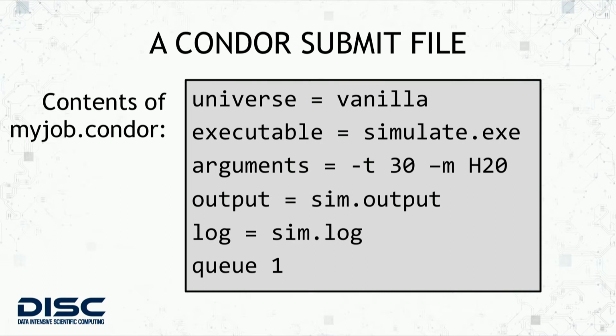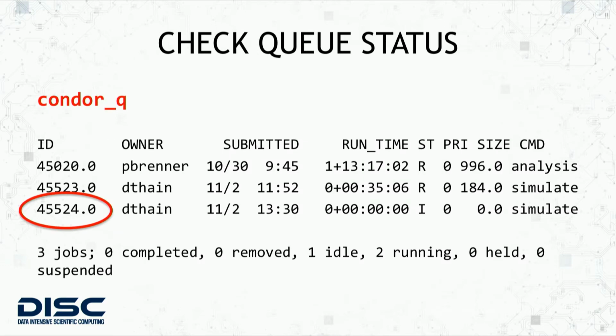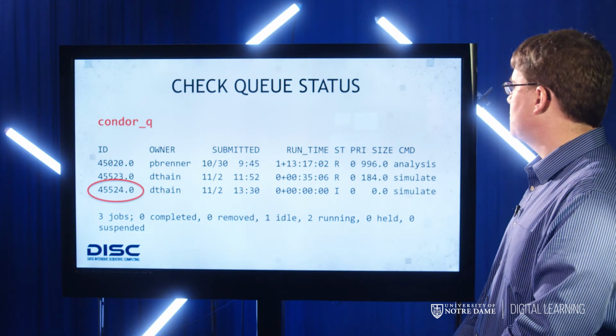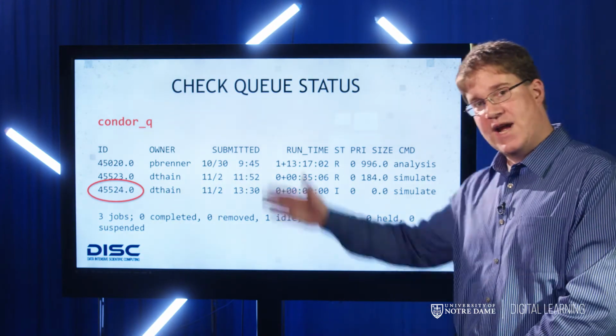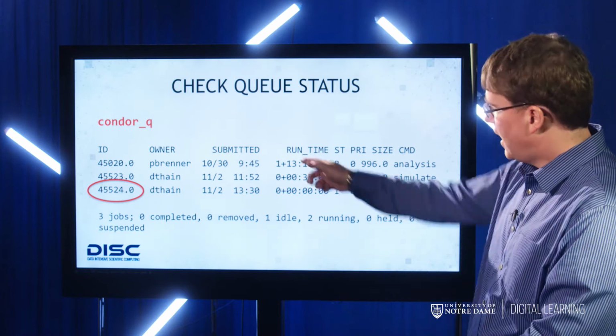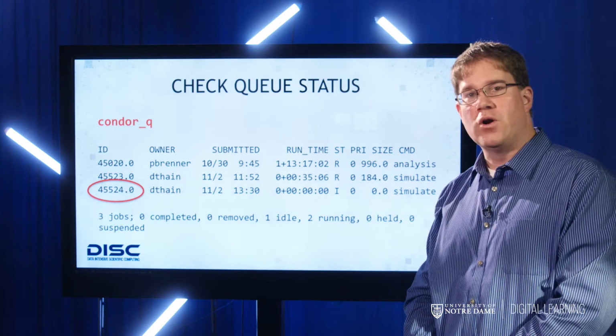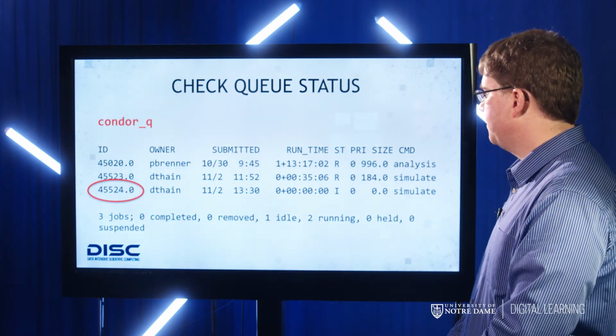So we submit that job, we get a number back. And now to check on the status of jobs that we've given to Condor, we run condor_q, where Q is short for the queue of jobs. So this display shows us all the jobs currently queued. At the moment, there are 3 of them. And the highlighted one, 45524, is the job that we just submitted.